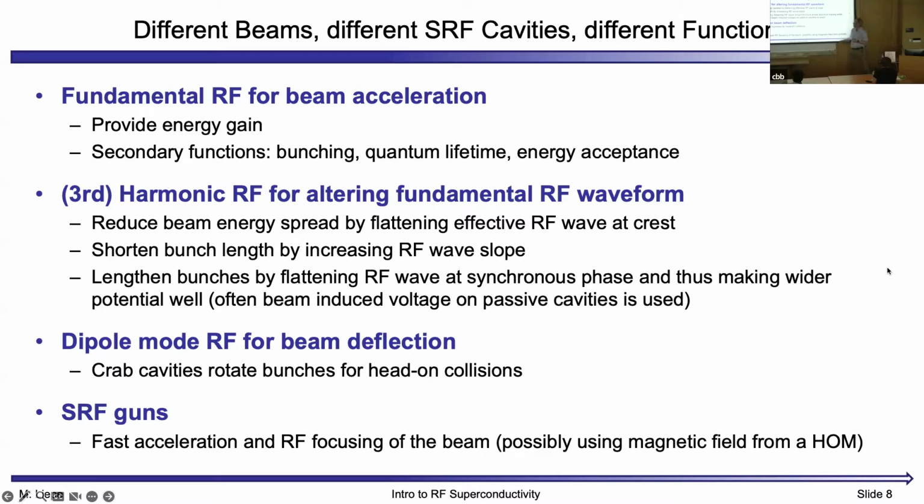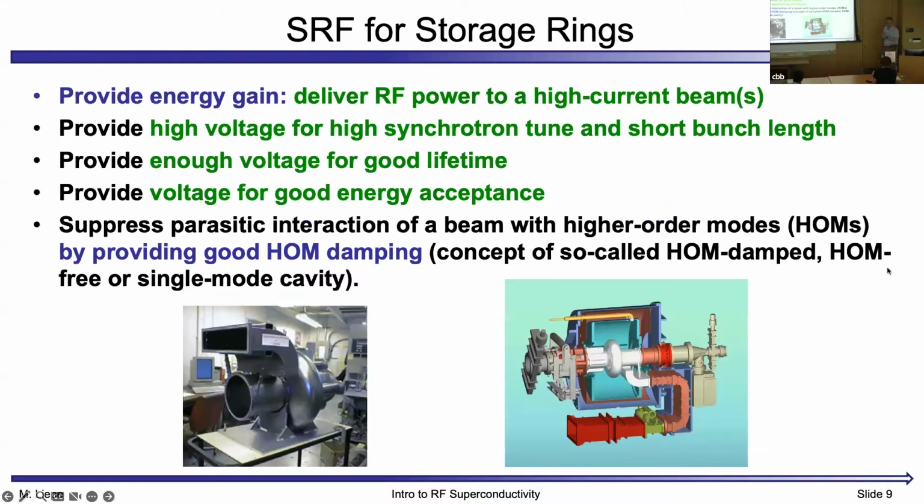Then there are dipole cavities. They have an electric field with components transverse to the beam direction. They can be used to kick the beam, to twist the beam. And then there are also SRF guns, which again use these oscillating fields to accelerate the particles right behind the photocathode. Here are some examples.